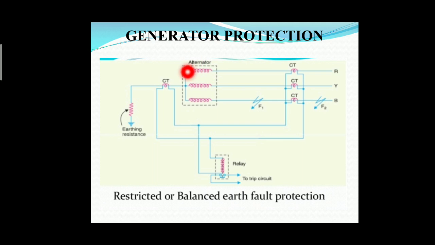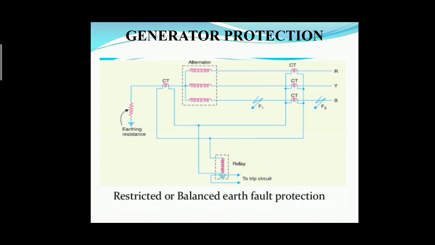In this case, this is the alternator stator winding. That winding is connected by the CTs. Suppose the fault occurs at F1, that means near the stator winding. In this case we are using one CT, and that CT is connected to the relay coil.